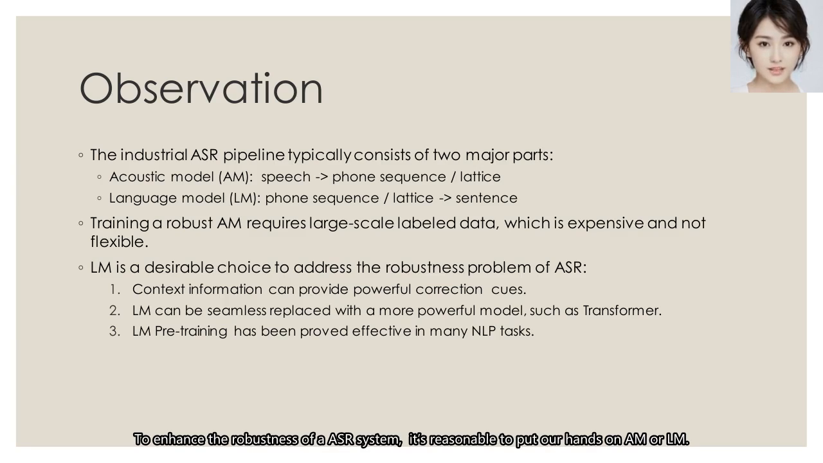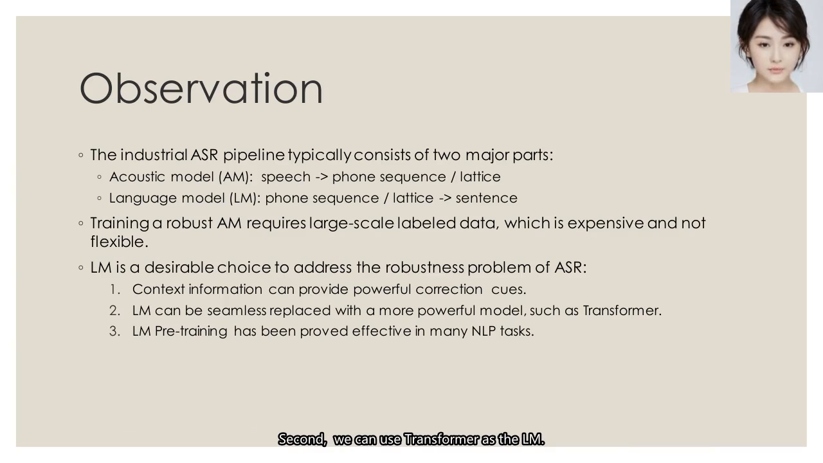To enhance the robustness of an ASR system, it is reasonable to put our hands on AM or LM. However, due to the wide variety of the speech, training a robust AM is expensive and not adjustable to various deployment environments. In contrast, LM is a desirable choice to address the robustness problem. First, we found that the majority of misclassified words can be recovered from context information if the LM is capable of capturing semantics from the tainted context.